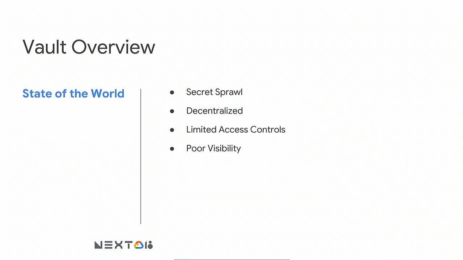So the state of the world, when we generally talk about secret management as a problem, is not necessarily great. What we often describe it as is secret sprawl. This is a scenario in which secret material is sprawled all over our infrastructure. It's hard-coded in source code. It's in plain text in our configuration. It's checked into GitHub in plain text. It just litters everywhere.